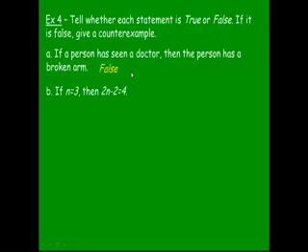Okay, next one. If n equals 3, then 2n minus 2 equals 4. Is that true? Let's see. If n is 3, then 2 times 3 is 6, minus 2 is 4. That is true. If it's true, you're done. Move on. You do not have to provide a counterexample because there is not one. And that is all for the notes.